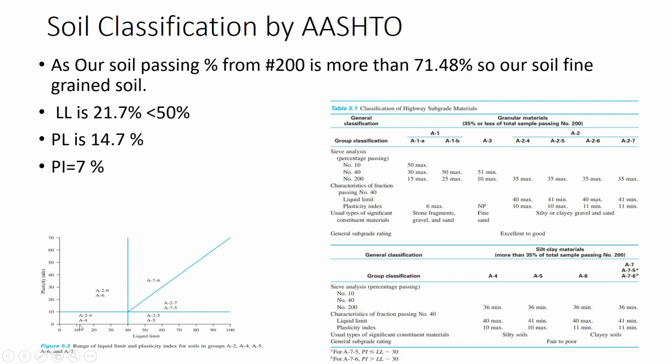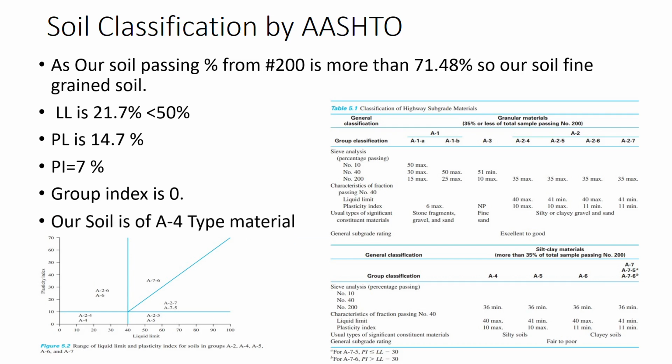Similarly, we can also find out by this method. The liquid limit is 21.7%, and our PI is around 7%. So our soil is around that portion, which is A4. The group index is also found, which is around 0. So this is the A4 type material.